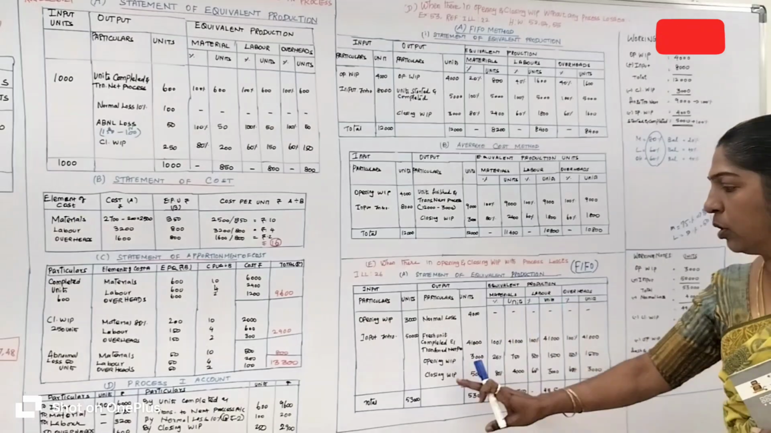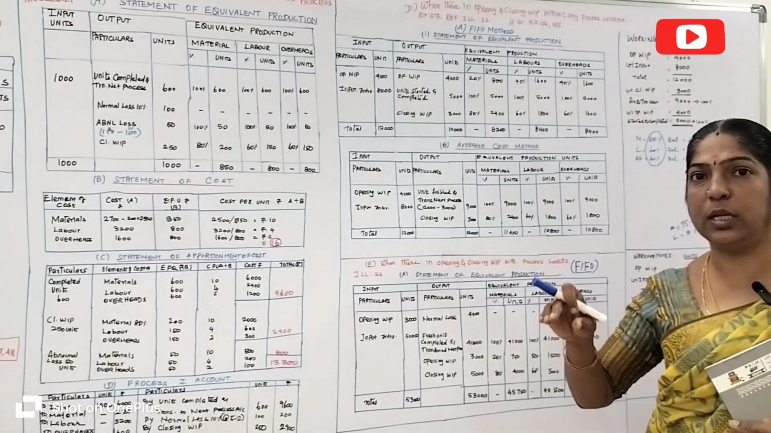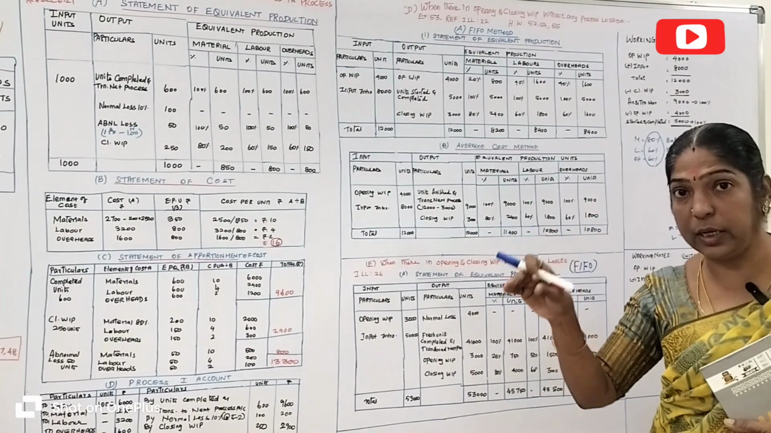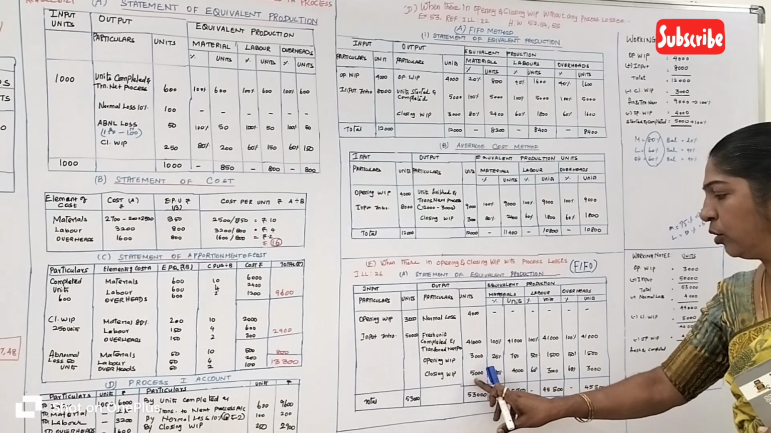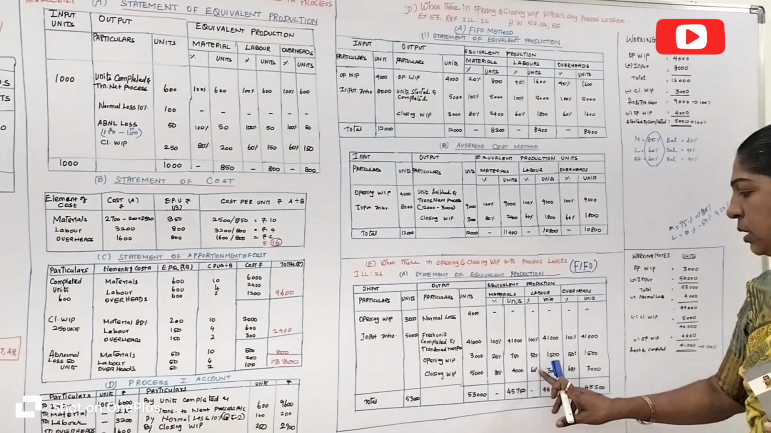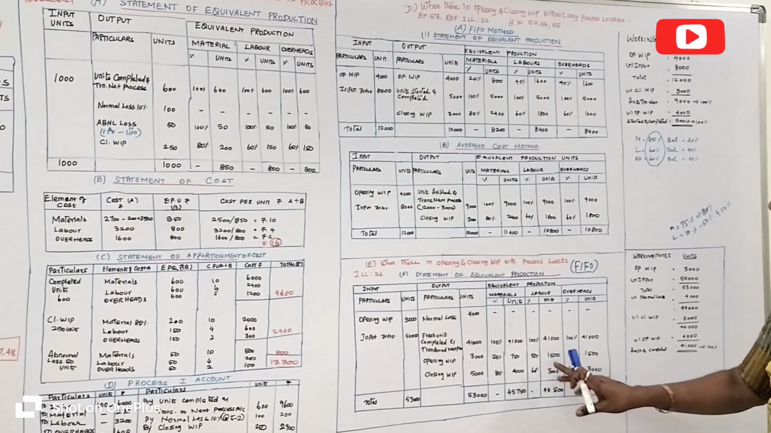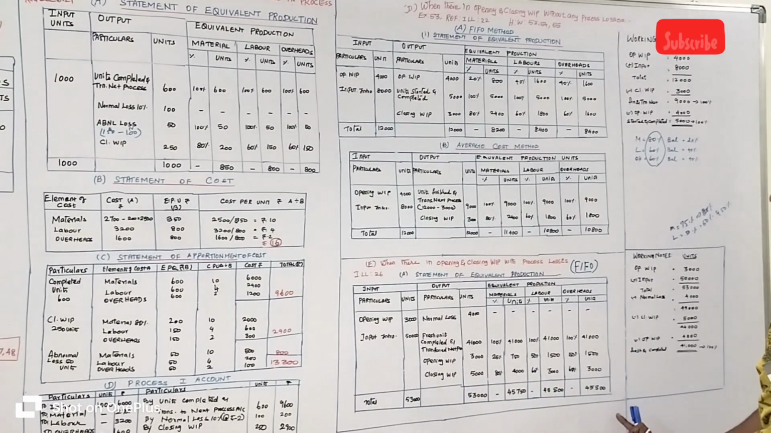Okay, then closing work in progress, what they gave in the question, that degree of completion for the current accounting period, it will be calculated with 5,000 into 80%, and the rest of the percentages we need to calculate accordingly, and find out the total.